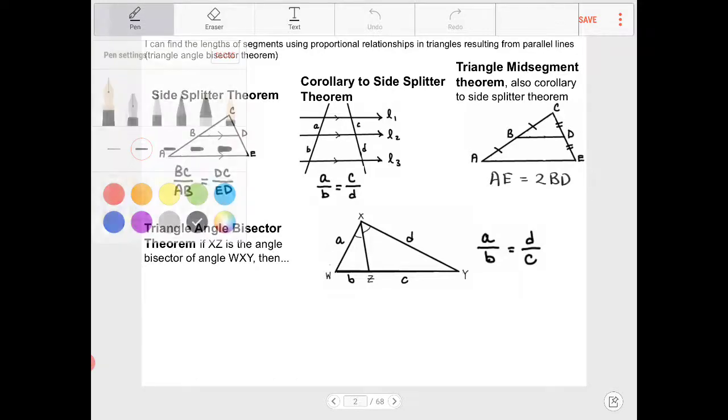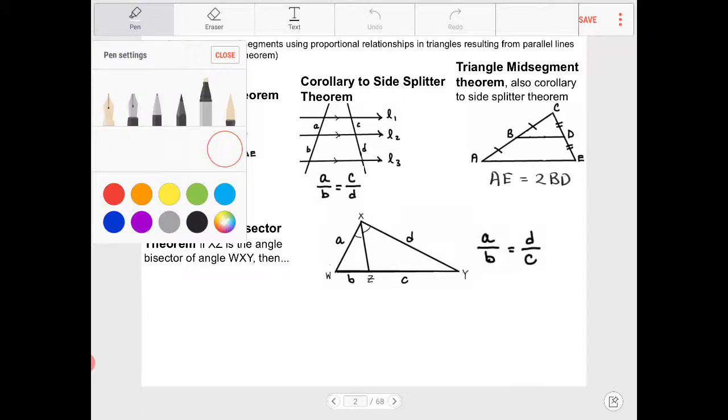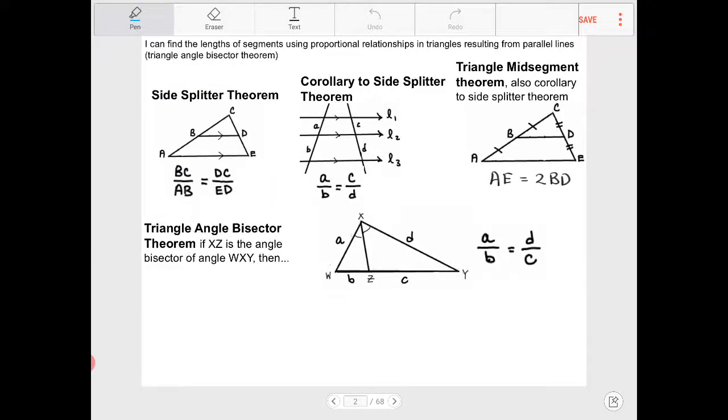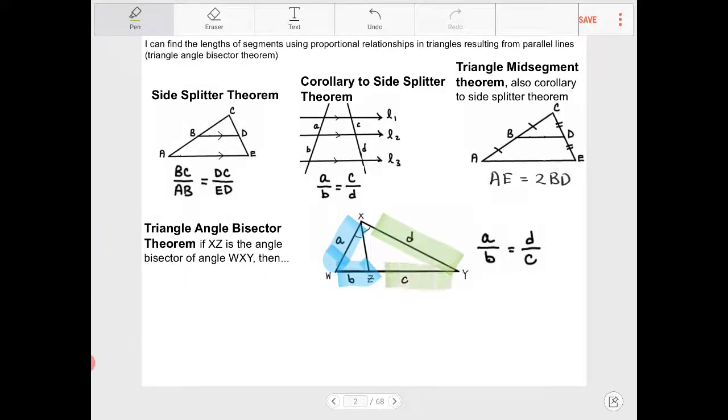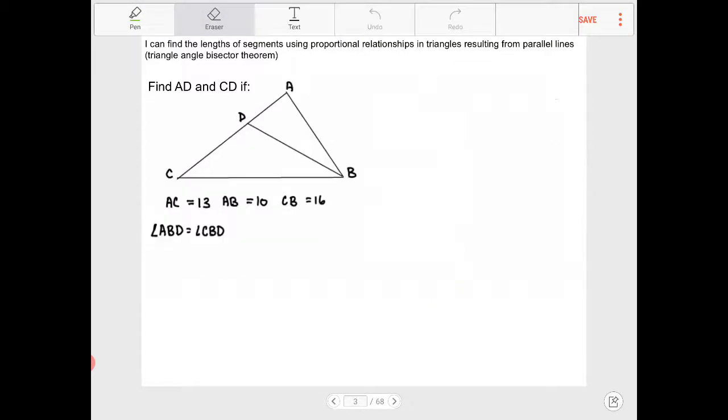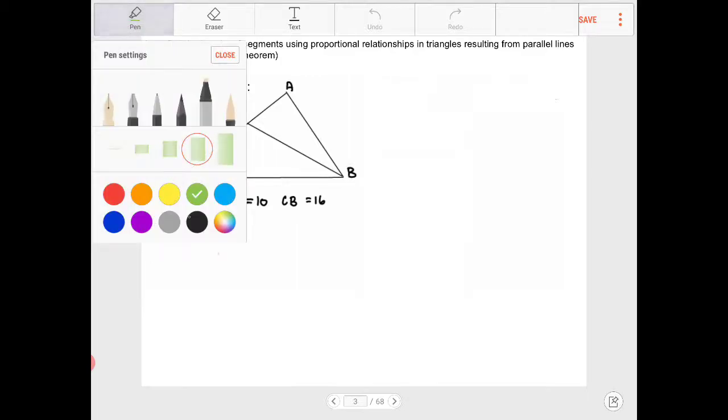Again, the description is more confusing than just seeing the application of this, right? So I have A over B is equal to D over C. All right, so let's take a look at applications of this. The question here says to find out what AD and CD is if the following information is given. I encourage you to pause the video and to try this out on your own.